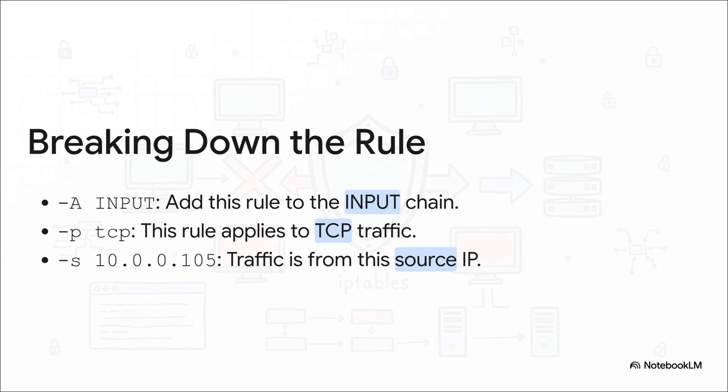So we start with iptables -A INPUT. That just means, hey, iptables, I want to append or add a new rule to the INPUT chain of the rulebook. Simple enough. Next, -p tcp says this rule only cares about the TCP protocol. And then -s 10.0.0.105 tells the guard this rule is for traffic coming from the source IP address 10.0.0.105. See? We're building a sentence.